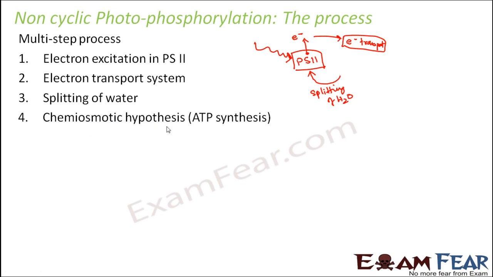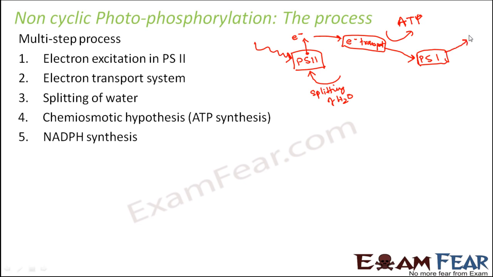Next is chemoosmotic hypothesis, that is ATP synthesis. Now where is ATP synthesized? When the electron passes through this electron transport chain, meanwhile ATP gets synthesized by a process called chemoosmotic hypothesis. Now what is that chemoosmotic hypothesis? We will learn about that. NADPH synthesis. What is NADPH synthesis? From the electron transport chain, the electron will reach PS1 and from there NADPH will be produced. So that is NADPH synthesis.